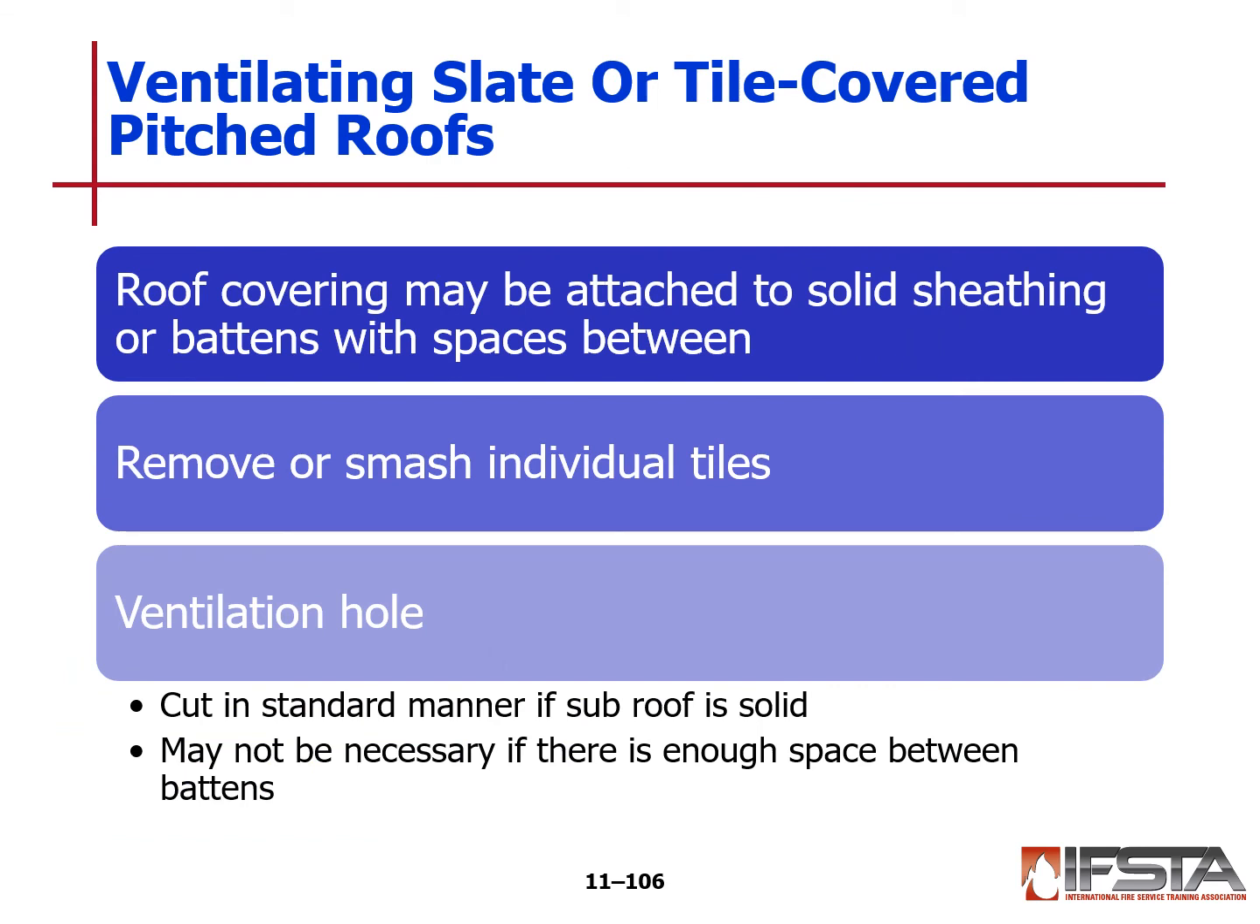Slate or tile covered pitched roofs, the roof covering may be attached to solid sheathing or battens with spaces between them. Remove or smash individual tiles. The ventilation hole is cut in the standard manner if the subroof is solid. It may not be necessary if there is enough space in between the battens.